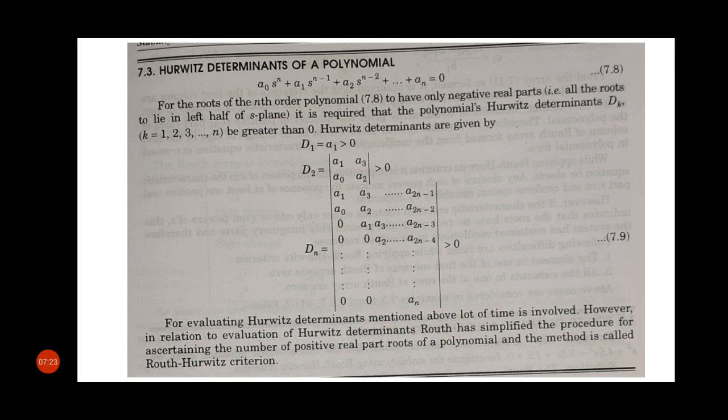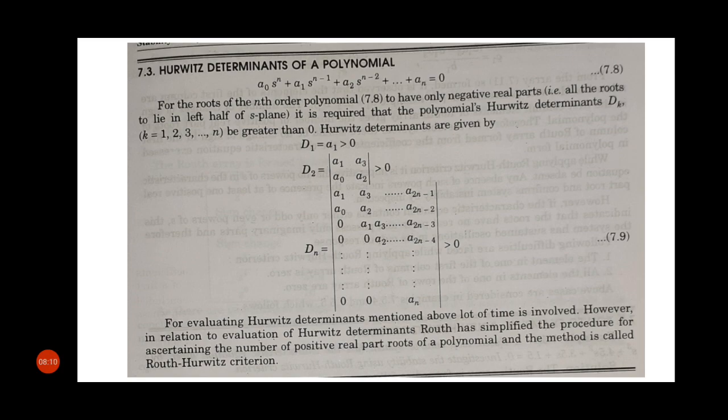So see, for the roots of the nth order polynomial to have only negative real parts, that means all the roots to lie in the left half of the S plane, it is required that the polynomial's Hurwitz determinants d suffix k, where k is 1, 2, 3 up to n, be greater than 0.